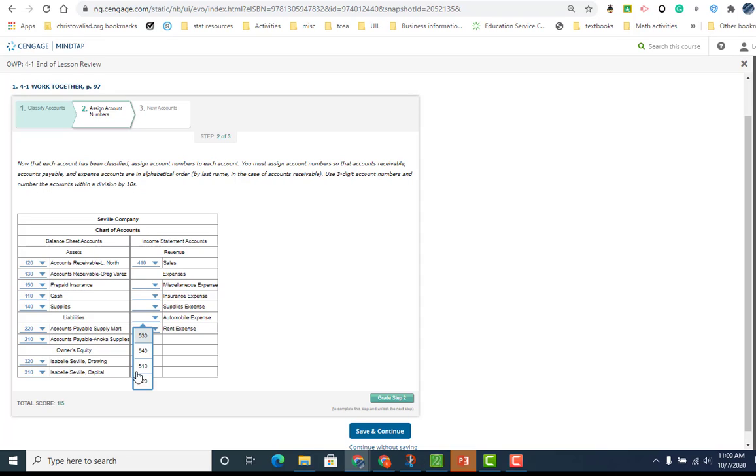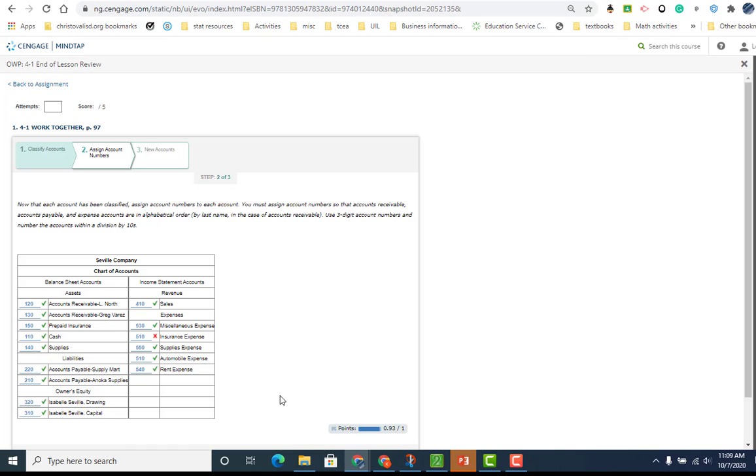So automobile first, then insurance, then miscellaneous expenses, then rent, then supplies. And all I did is go through the alphabet and put them in order alphabetically. Insurance was second, so that's 520.